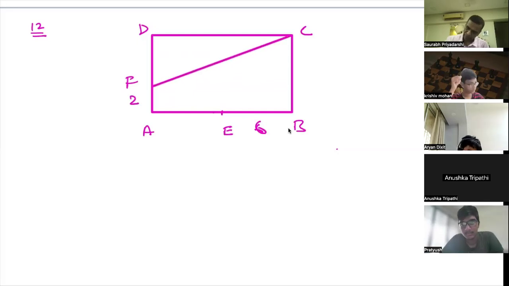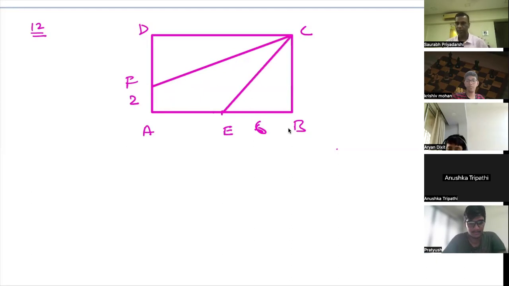This was a simple one, but E is on AB, F is on AD, B is equal to 6, AF is equal to which of the following, the area of rectangle ABCD. Yeah, this was good. This is very good. Sir, the option was E. Very good. Most of you got this answer.